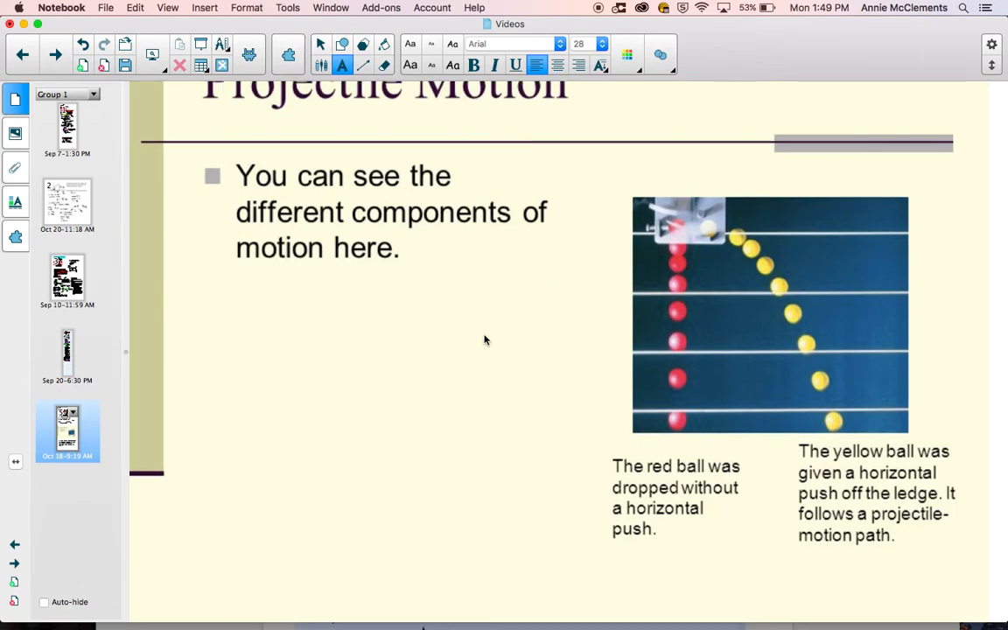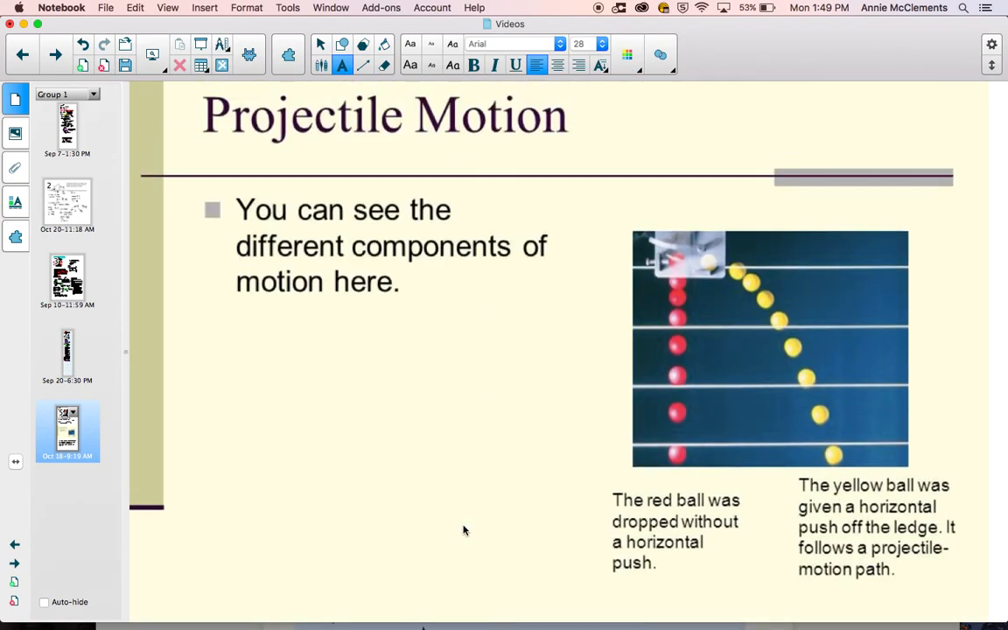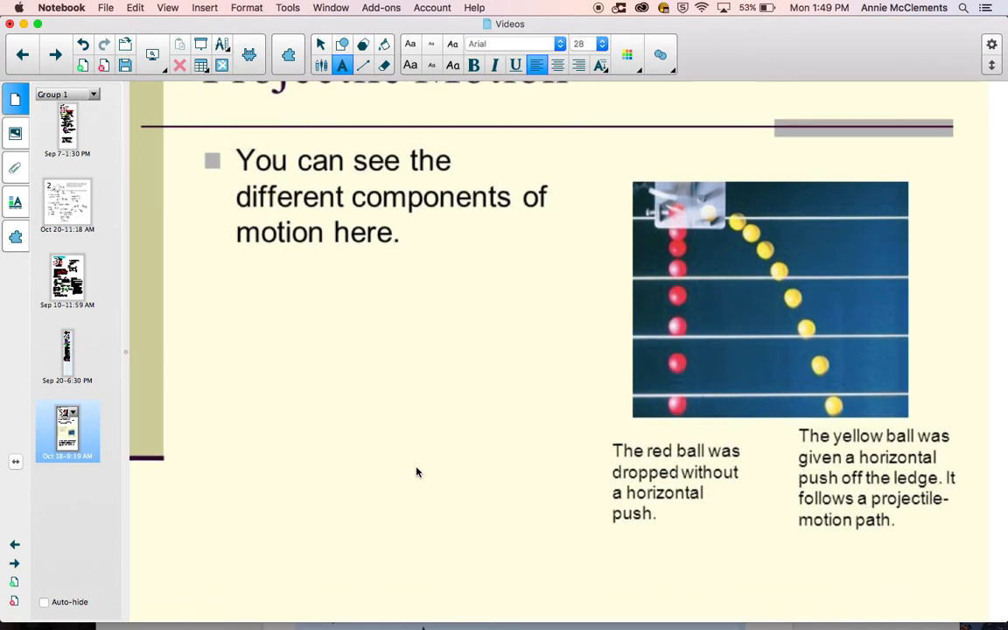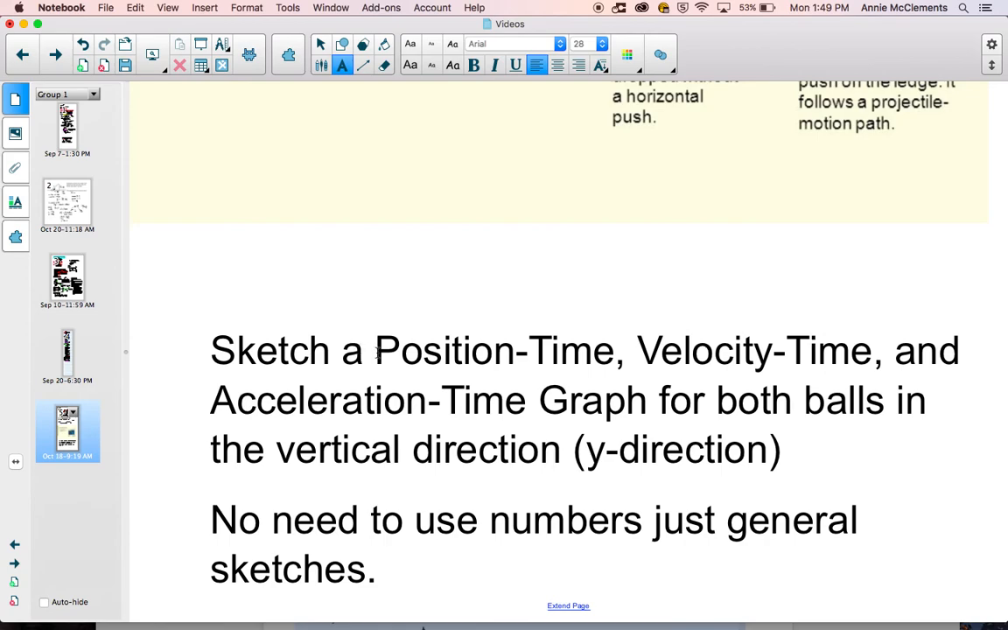So what I would like you to do, just to solidify this a little more and to practice some of the graphing skills that we worked on in class today, is sketch a position time graph, a velocity time graph, and an acceleration time graph for both balls. So you're going to do in total 6 graphs, but you're only doing their motion in the vertical direction. Note, there's no need to use numbers here. I just want a general sketch. I'm assuming that your signs are going to be correct. If something has a positive or negative position or velocity, that is correctly denoted, but it doesn't have to give an actual number.